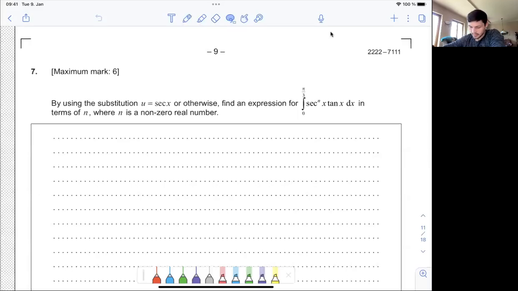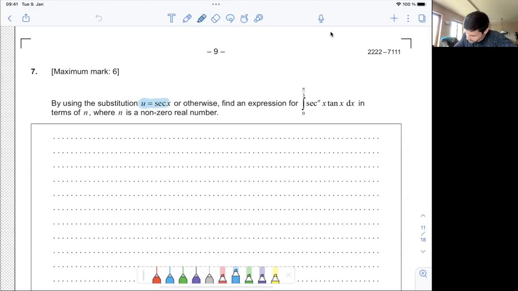Right. Question 7. By using the substitution u equals sec x or otherwise, find an expression for the definite integral between pi over 3 and 0 of sec to the power of n x multiplied by tan x dx in terms of n, where n is a non-zero real number. Right. Okay. Let's charge on.